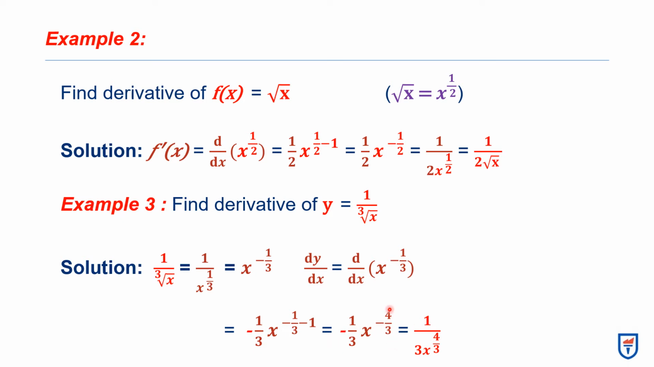And to remove this negative on our power, we take x to the power minus 4 over 3 down into our denominator, and our final answer is 1 divided by 3x to the power 4 over 3. This is our derivative for the function y equals 1 over cube root of x.